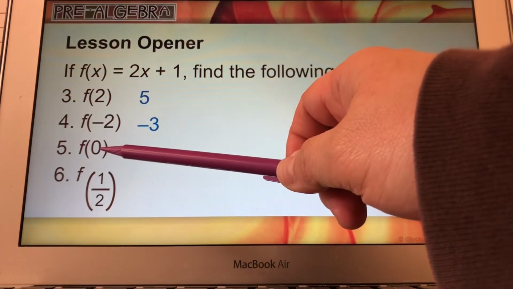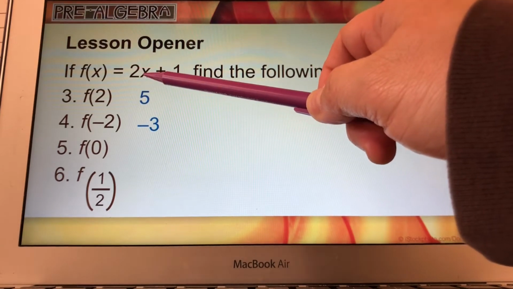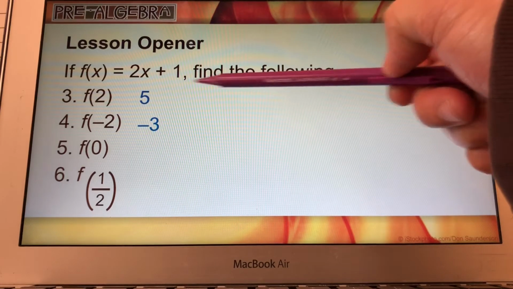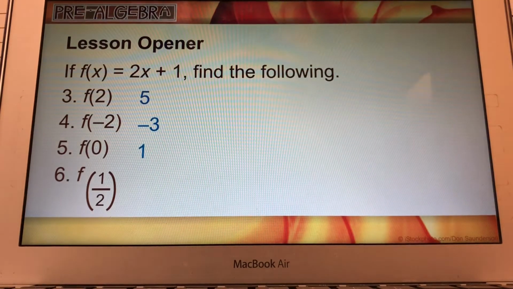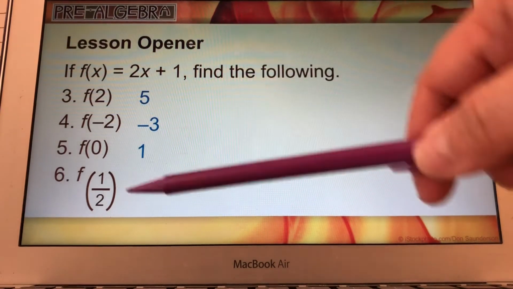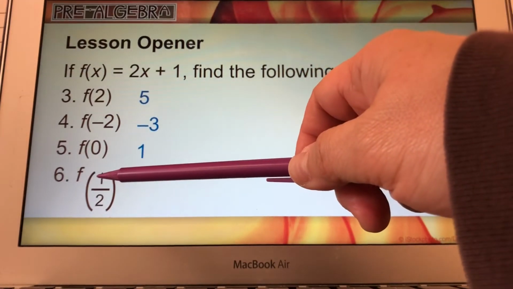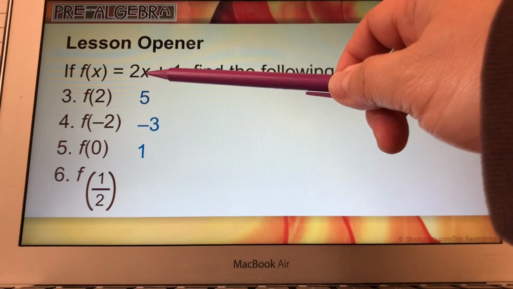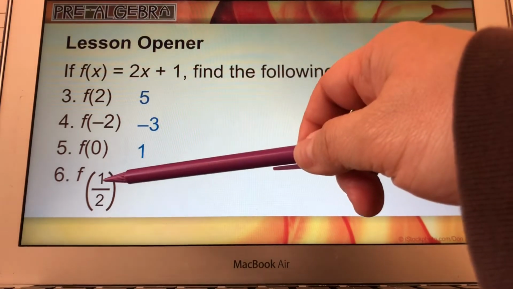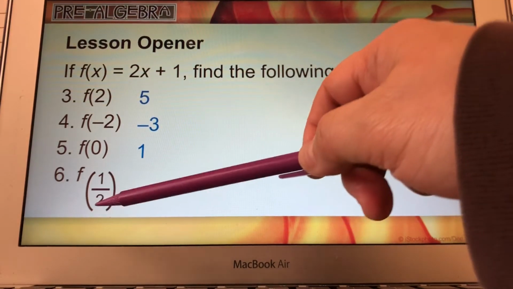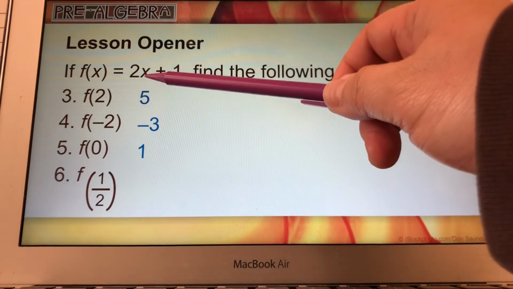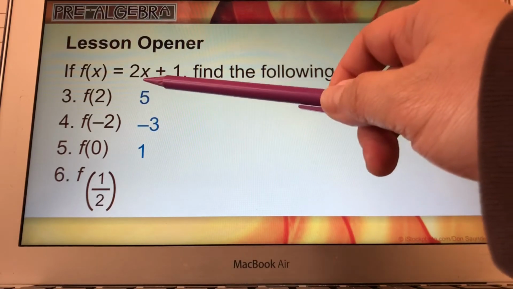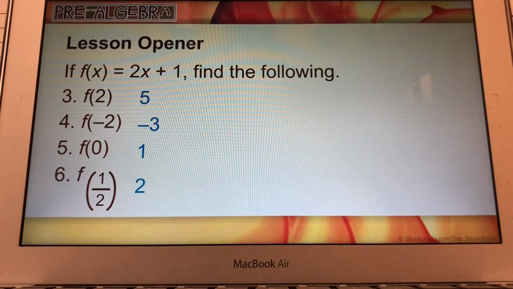If we plug in 0 for x, okay, that means 2 times 0. And 0 plus 1 is equal to 1, right? So f of 0 is equal to 1. Let's say we use 1/2 for x, f of 1/2. Plug it in for the x value. So 2 times 1/2, the 2's cancel out, don't they? Because this is a fraction. 2 times 1/2 gives me 1. So 1 plus 1 is equal to 2.